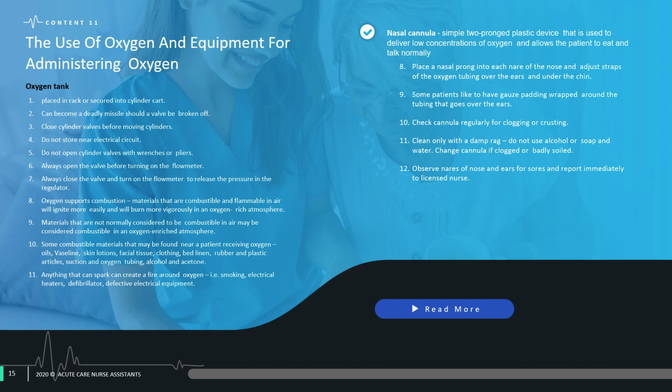Materials that are not normally considered to be combustible in air may be considered combustible in an oxygen-enriched atmosphere. Some combustible materials may be found near a patient receiving oxygen, such as oils, Vaseline, skin lotions, facial tissue, clothing, bed linen, rubber and plastic articles, suction and oxygen tubing, alcohol, and acetone. Anything that can spark and create a fire around oxygen, such as smoking, electrical heaters, defibrillator, defective electrical equipment.